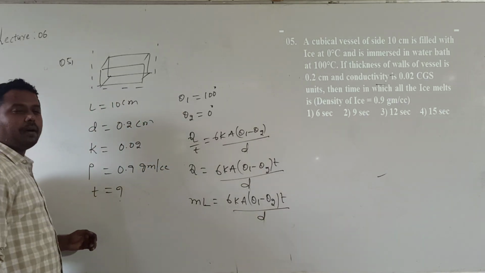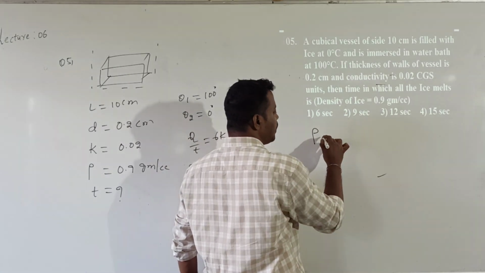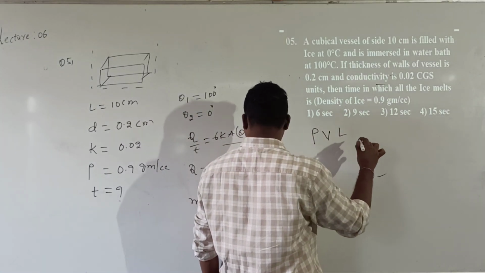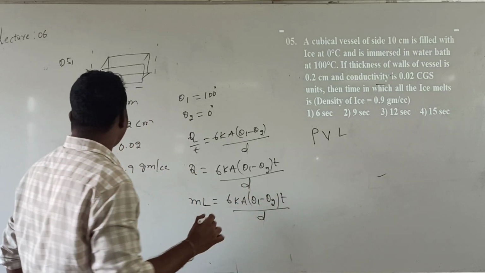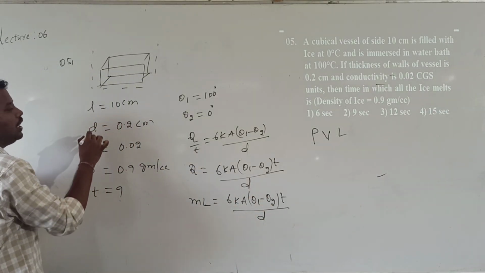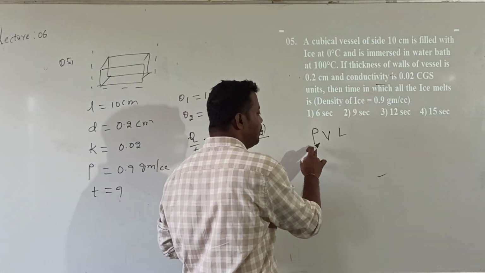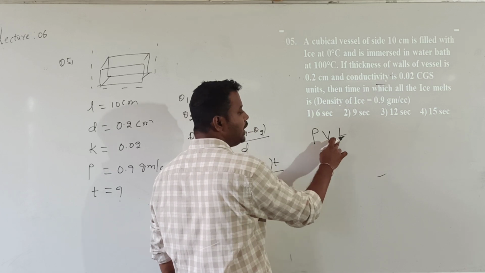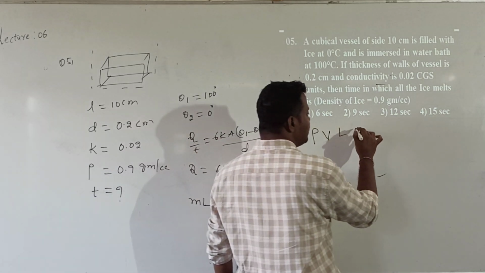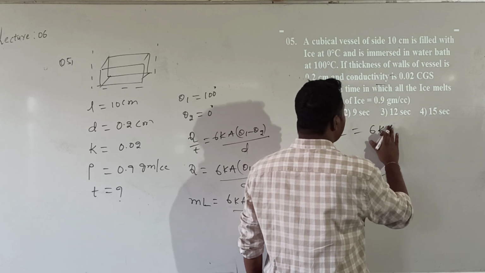But the mass of the ice is not given. Mass can be written as density into volume, rho into V into L. Here capital L is the latent heat, but I can call it small l. Mass is equal to density into volume into latent heat of ice, which is equal to 6 into K into A. So what is the formula for A?